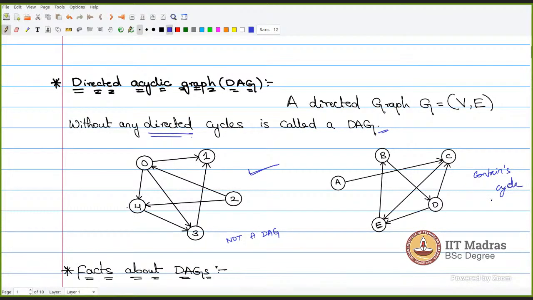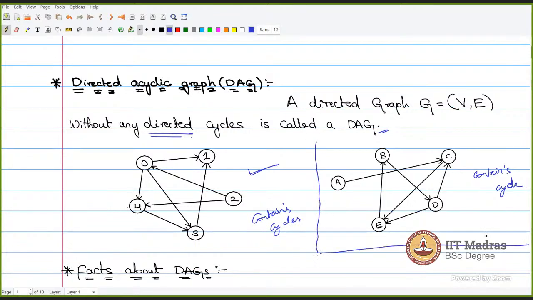Both are not DAGs. Both contain cycles, is it? Yes, both contain cycles. Okay, both are not DAGs is one answer. Let's solve the second one.